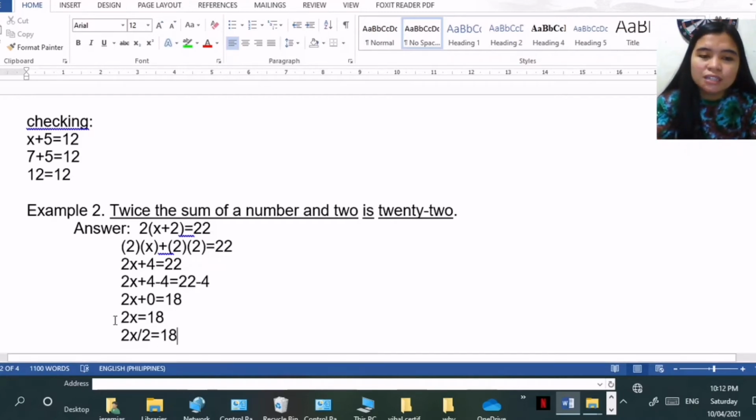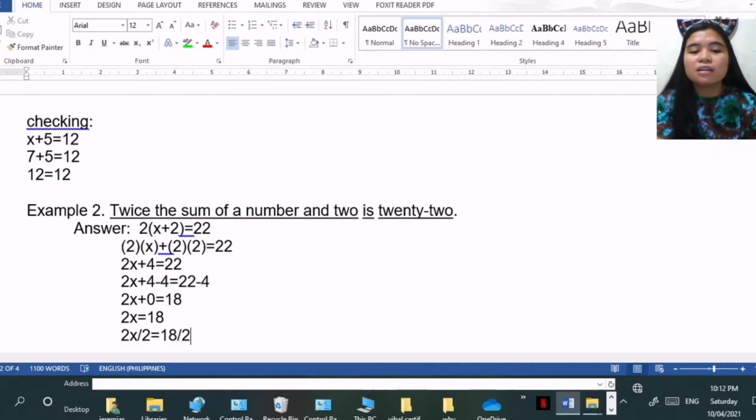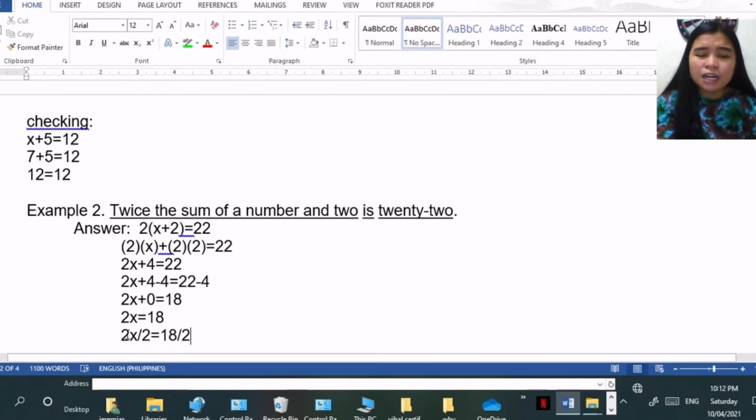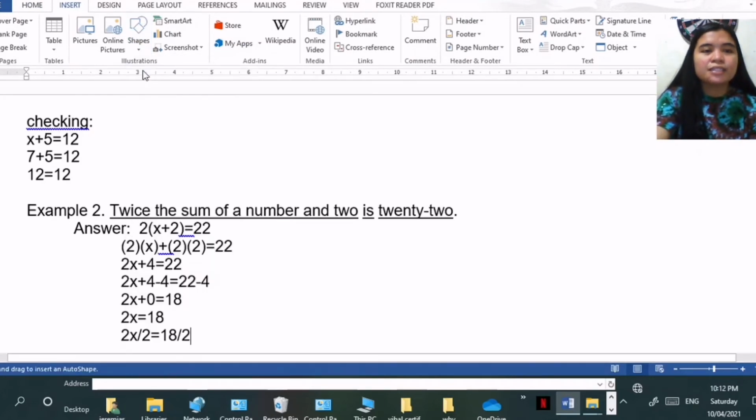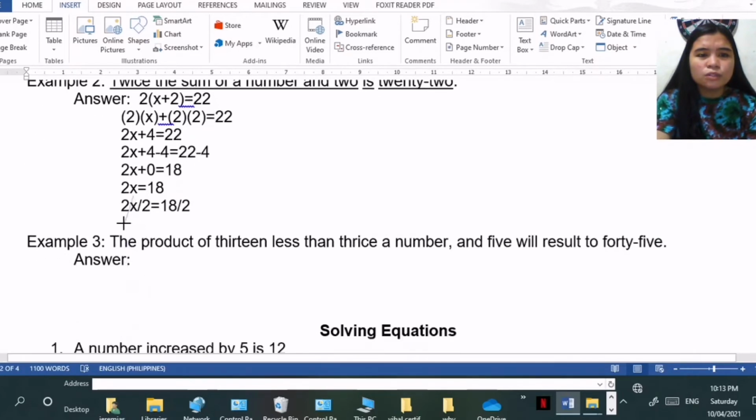Kung nag-divide ka ng 2 dyan sa left side, dapat pati sa right side, magdi-divide ka rin ng 2 para hindi natin nabibreak yung equality. Okay po? Yung rule. Okay po? Kasi kapag ganyan, we are going to cancel it out. Mag-insert tayo ng pang-cancel. Ayan. Or kasi pag dinivide natin yan, 2 divided by 2 is 1. So, no need to write it. Kasi 1 din naman na.